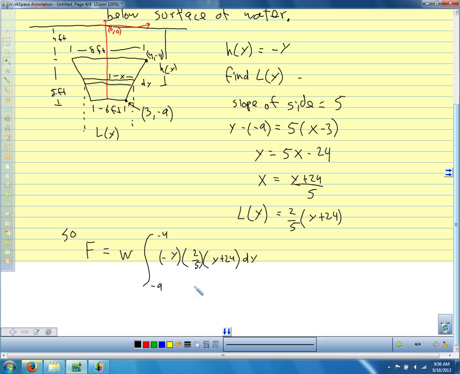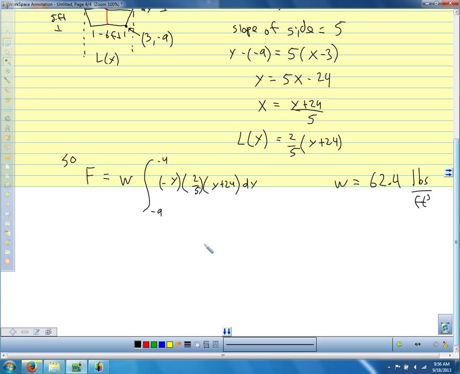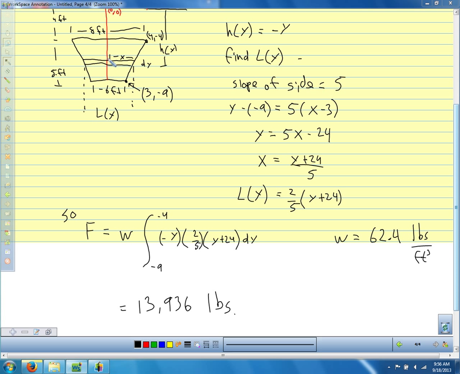And not a difficult integral to evaluate. I just end up with a y squared and a y. So when I evaluate this out, and we're going to say that for water, for this problem, 62.4 pounds per cubic feet. So when I plug that all in, not a hard one to evaluate, I get that the force exerted on the side of the dam is 13,936 pounds. So this dam that's 8 feet wide and 5 feet tall in the shape of a trapezoid is holding back 13,936 pounds. It's withstanding 13,936 pounds of force. So that's a lot of force.